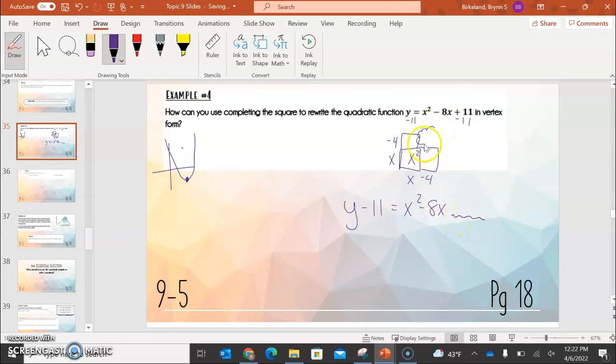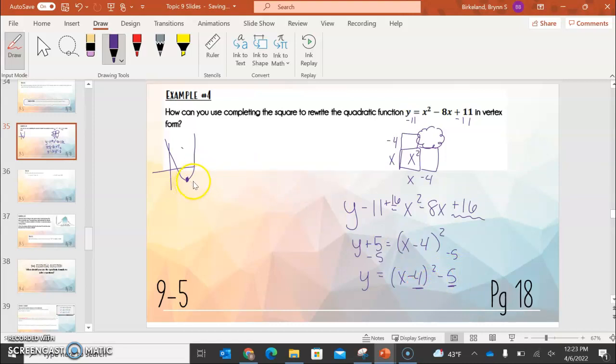My perfect C value here would be a 16. But if I add it to one side, I have to add it to the other. So I'd have y plus 5 equals x minus 4 squared. Now, that's because a negative 4 is on both of these sides. My perfect square, negative 4 times negative 4 was 16. I rewrote it in the factored form. If we subtract this 5 back over here, I'll have y equals x minus 4 squared minus 5. These two numbers here are key values in our vertex.